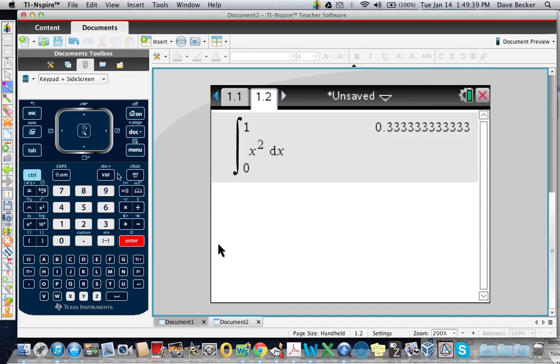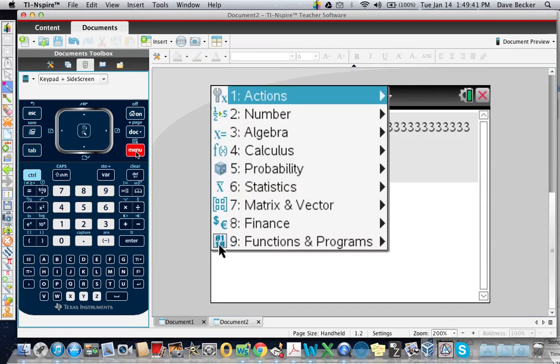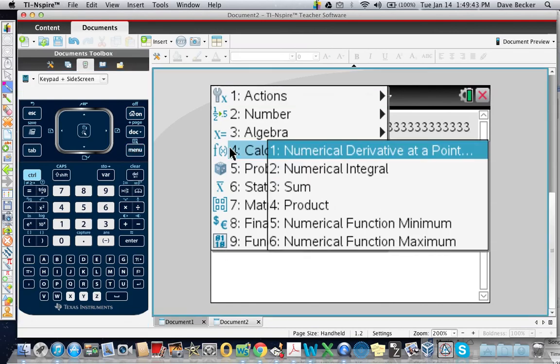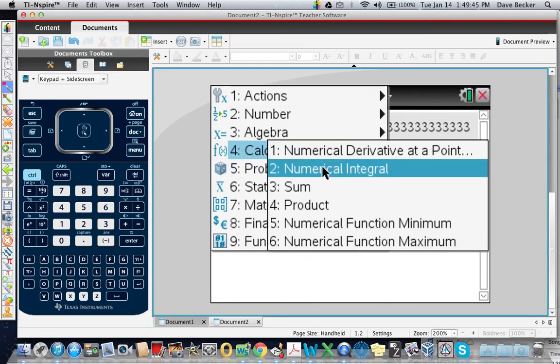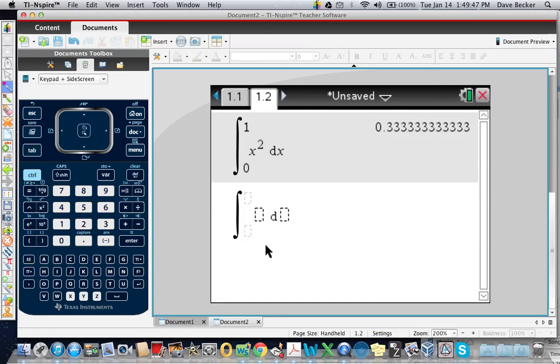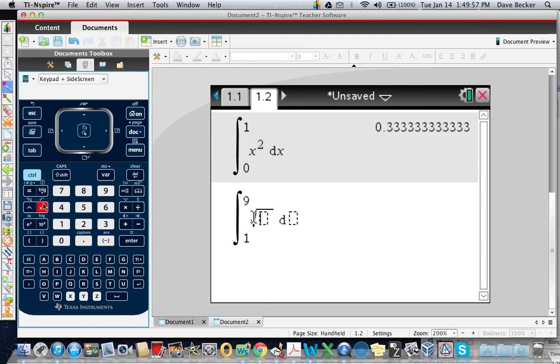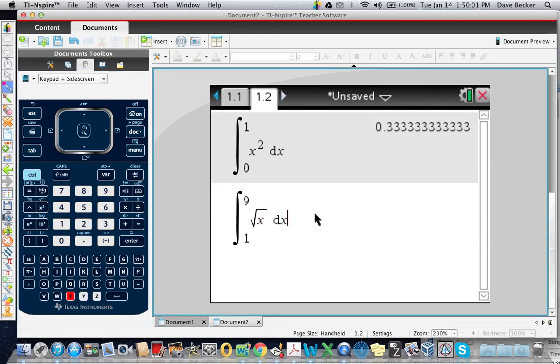You know how to use your calculator to change it to 1/3. The other one, menu, calculus, numerical integral. So that was from 1 to 9 of the square root of x dx, and we expect this to be 17.3333, 17 1/3. So that's how you can use your calculator to do it.